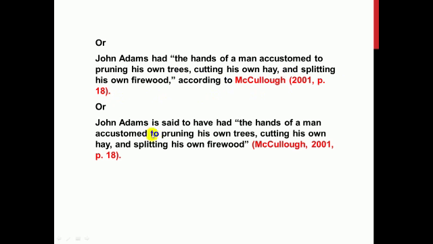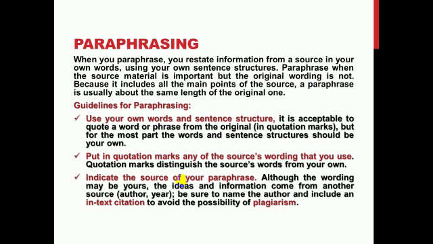The last way of documenting a quotation: I can explain everything and start with the quoted material. Then at the end, I can put all of the information in one parenthesis. I can say the author, comma, the year of publication, comma, the page number preceded by p dot. These are the three ways of documenting a quotation. Now we move to paraphrasing.